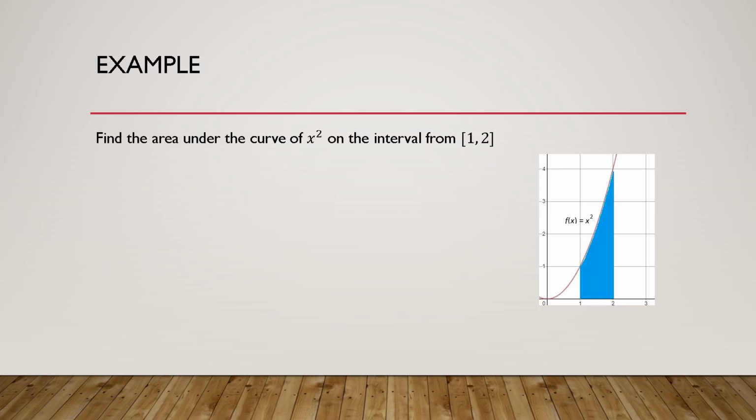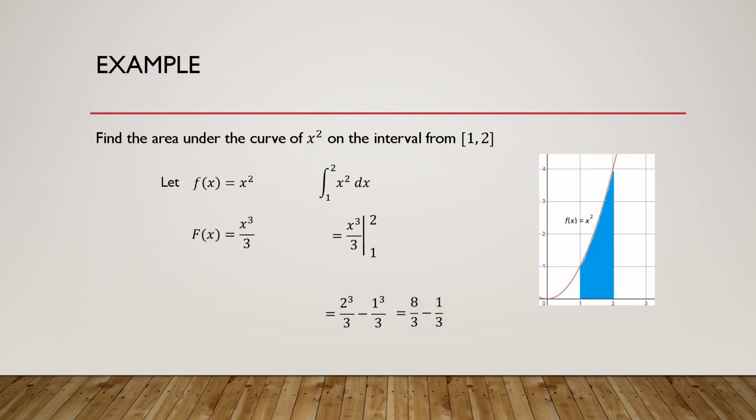Now let's look at an example and find the area under the curve of x squared on the interval from 1 to 2, as depicted in the graph to the right. First, we let f of x equal x squared, which means we'll be finding the integral from 1 to 2 of x squared dx. The antiderivative of x squared is x cubed over 3, so we are looking for x cubed over 3 from 1 to 2, which is 2 cubed over 3 minus 1 cubed over 3, which equals 8 over 3 minus 1 over 3. This gives us an area under the curve of 7 over 3 square units.